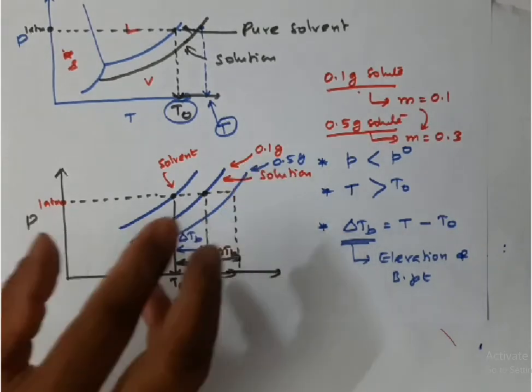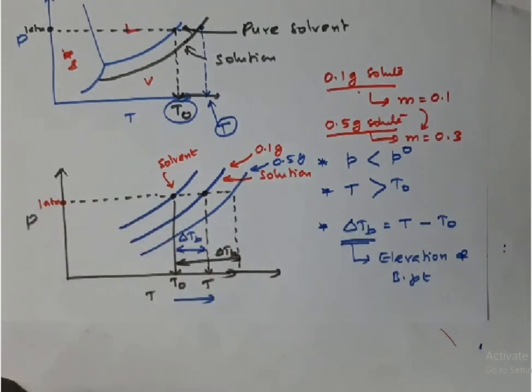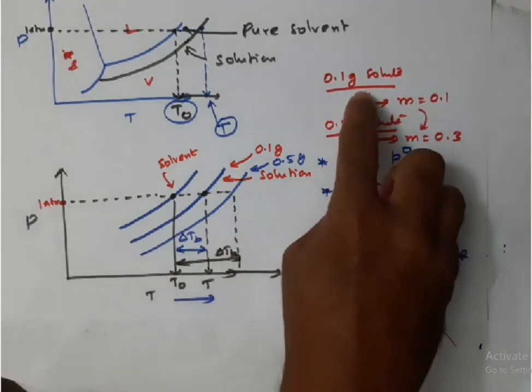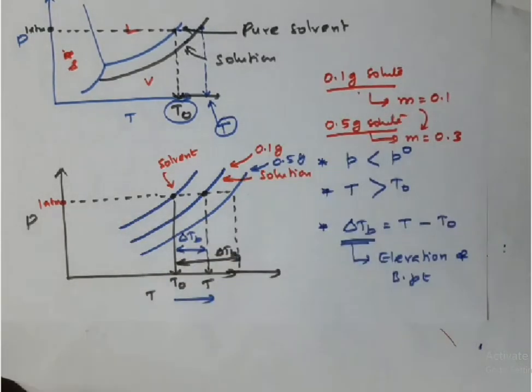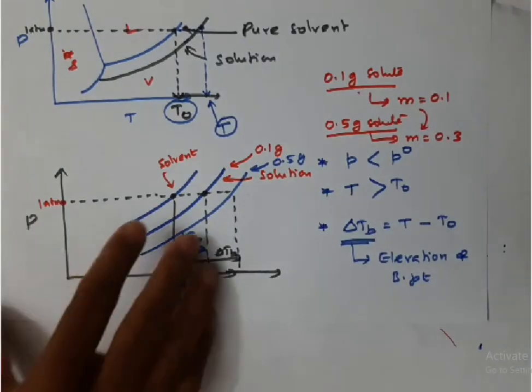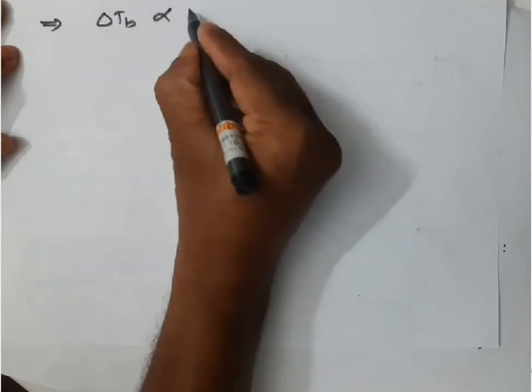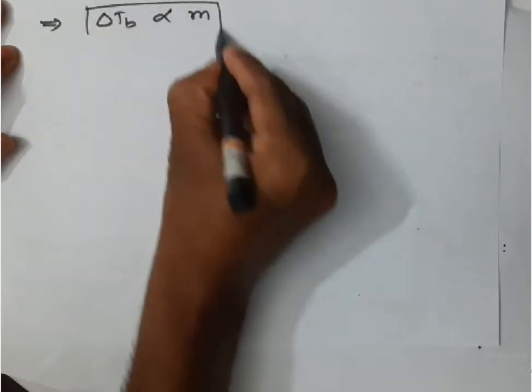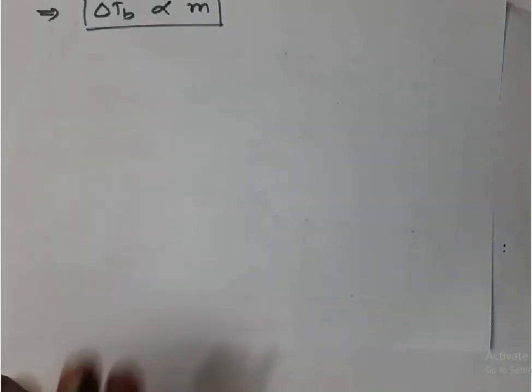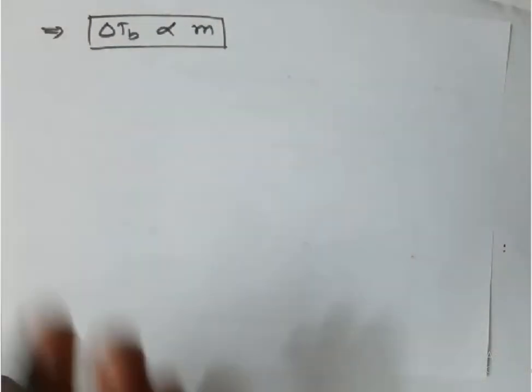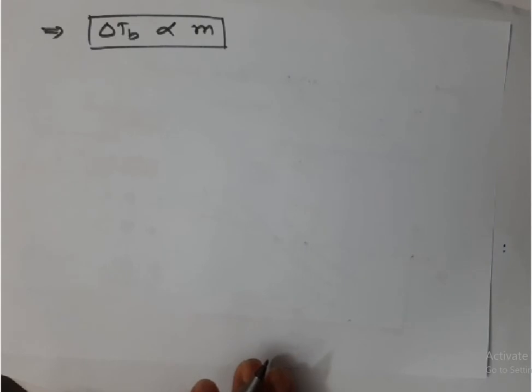So what does this indicate? It indicates that elevation of boiling point depends on the amount of solute or molality of the solution. Okay, so let me write on the next page. So what does this indicate? It is very clear that delta TB is directly proportional to the molality of the solution. It's directly proportional to the molality of the solution, right?